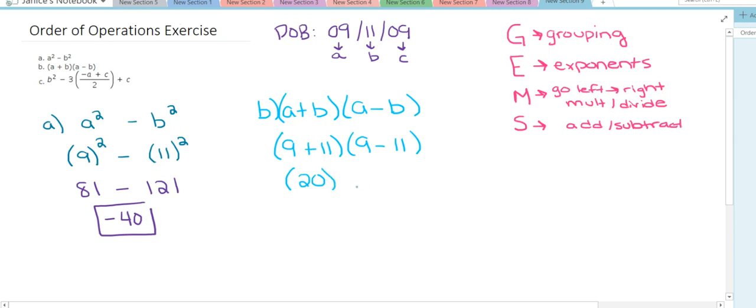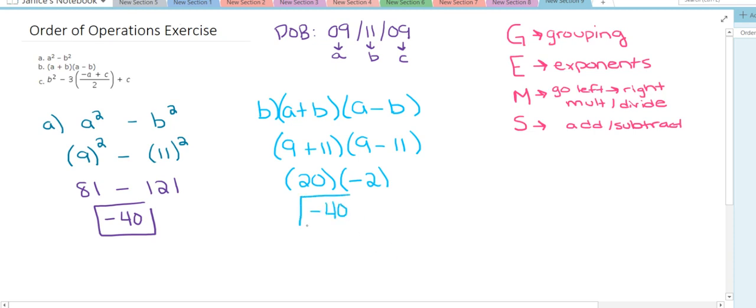And then inside this grouping symbol, I can subtract. 9 minus 11 is going to give me a negative 2. I've done everything I can do inside the grouping symbols. I do not have any exponents. The next thing I'll move on to is multiplication. So I have 20 times negative 2, and that is going to give me a negative 40.